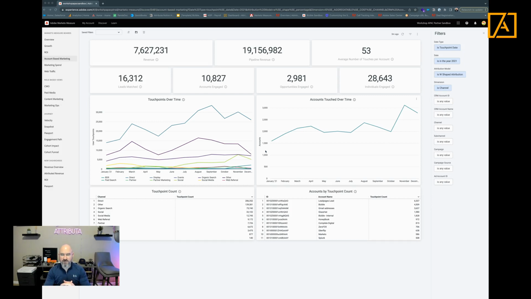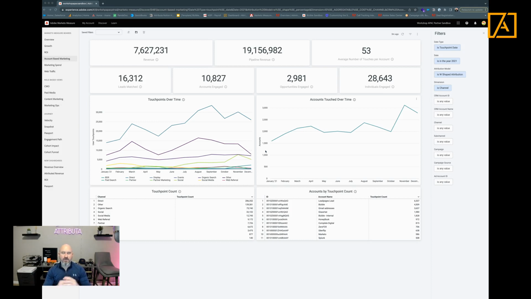in Marketo Measure directly. We're specifically looking at the touch point date here in the filters, and the touch point date correlates to when the interaction with marketing took place. So we're looking at interactions with marketing that took place in this case in the year 2021, because that's when the fake data is. But if you were looking at this in a live environment, you could look at it in the year 2023. You could look at it monthly, quarterly, weekly. You get all sorts of options there.